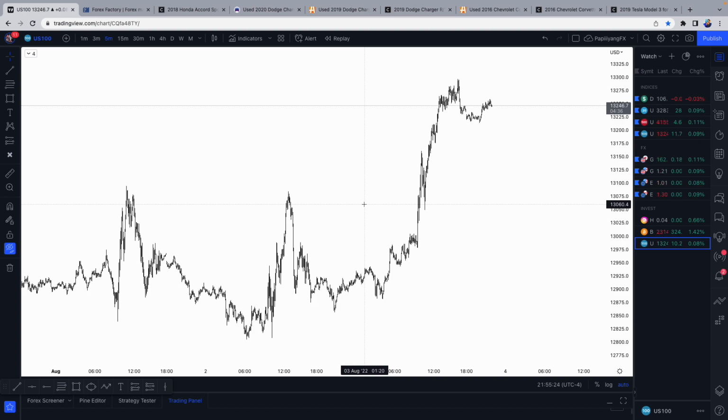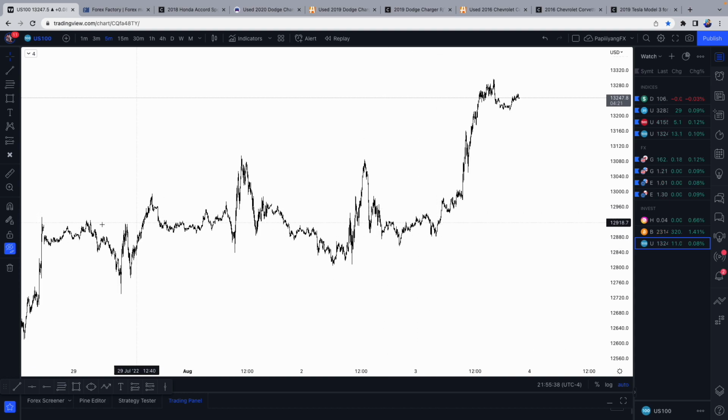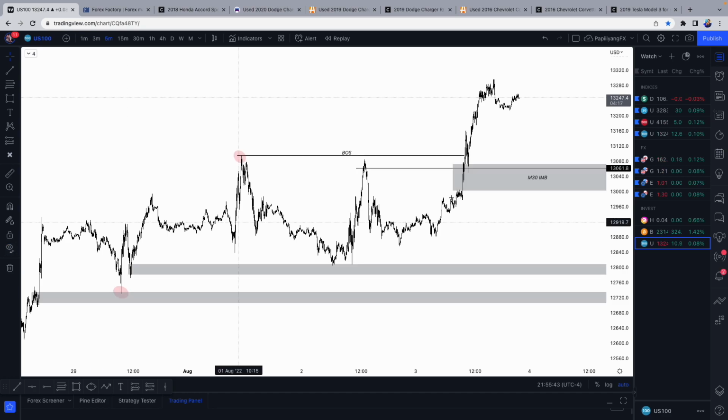I'm pretty sure the same move happened on SPX as well, where SPX mitigated the 1 hour breaker block. But we're gonna go over that on Nas 100 over here, and I do already have it pre-annotated, so let's just click it right here. Boom.